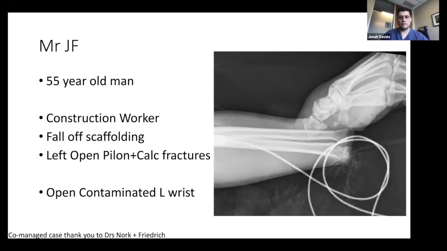It's about 4.5 centimeters, fairly contaminated. The whole arm is covered in dust and dirt, so basic stuff that you'd find at a construction site. He has well perfused fingers. I don't know if you asked about neurologic status. Neurovascular status, yeah.